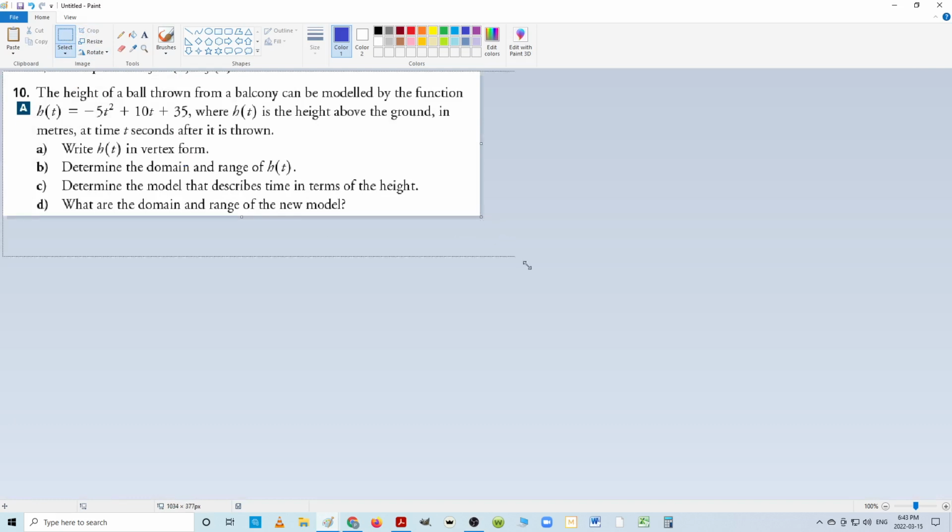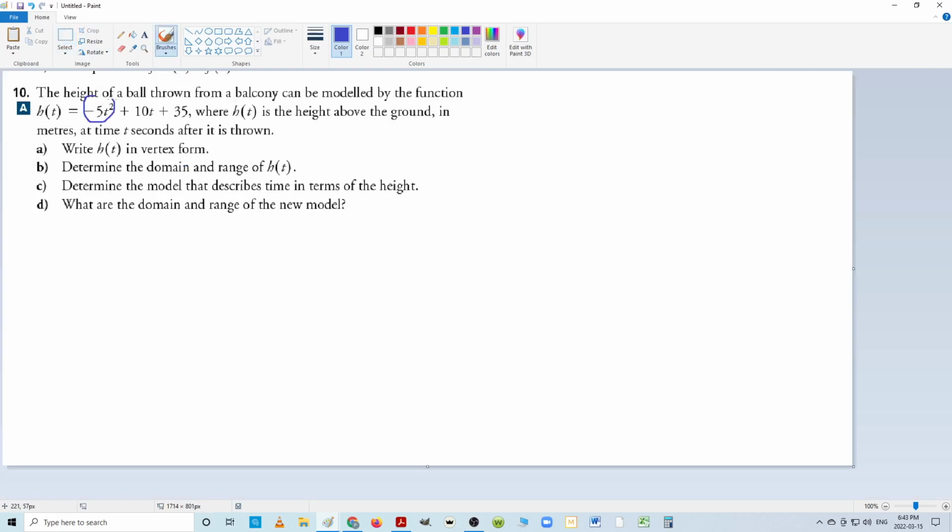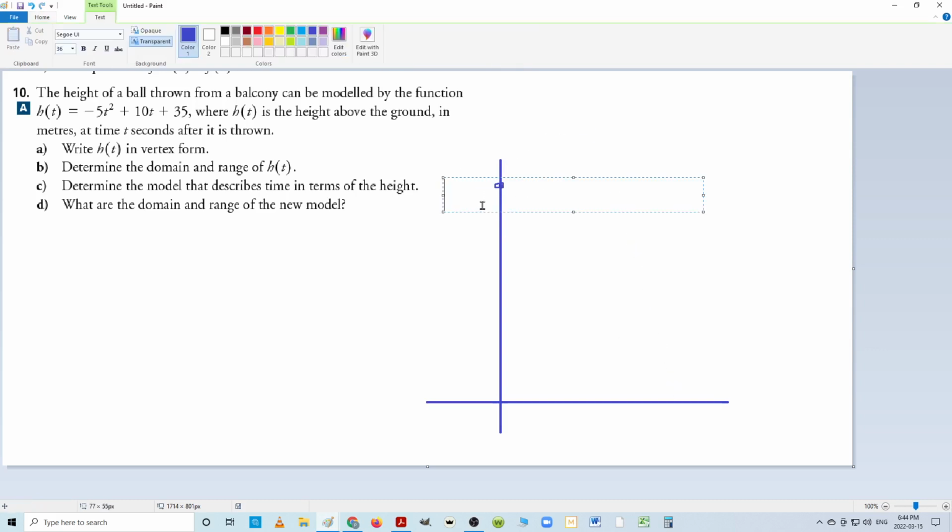So height of balls thrown from balcony. Notice it's a negative leading coefficient, so it's going to face down. And height off the ground. Notice that it starts when t is 0, so it starts 35 meters off the ground. So if you're going to draw an x and y-axis, note that it starts right up here. Most likely goes up. That's how most of the ball ones go. But I can tell from the standard form that the y-intercept is 0, 35.